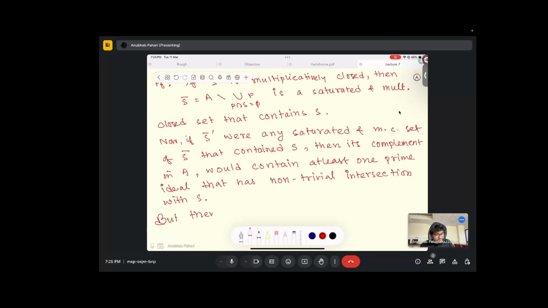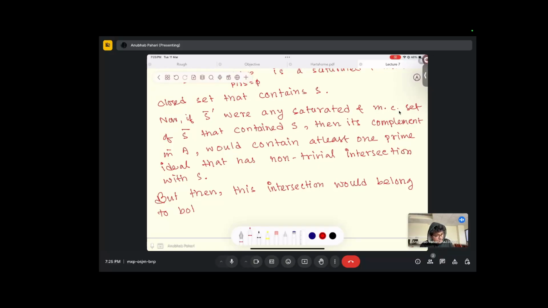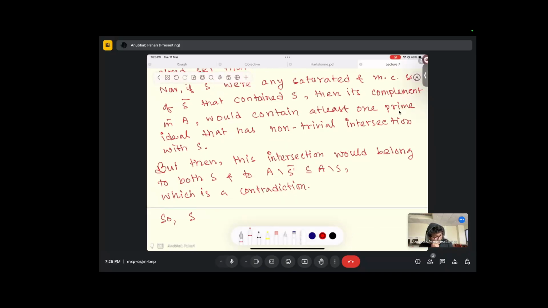But then this intersection would belong to both S and to A minus prime closure, A minus S bar, which is a contradiction. So S bar is minimal.